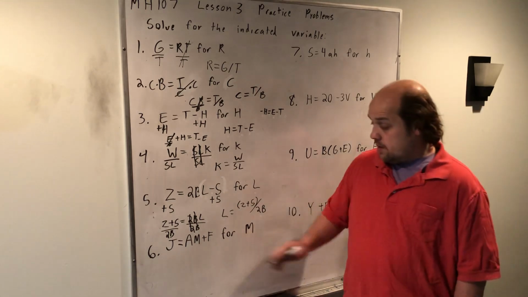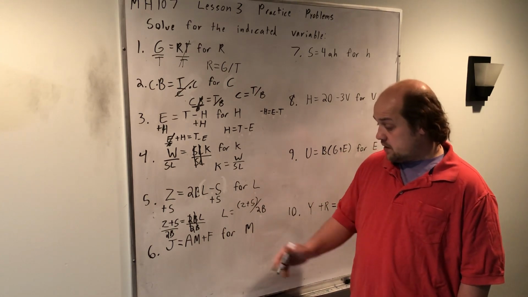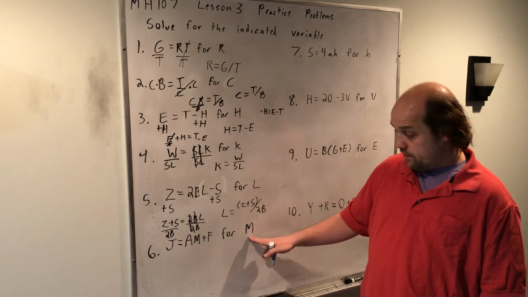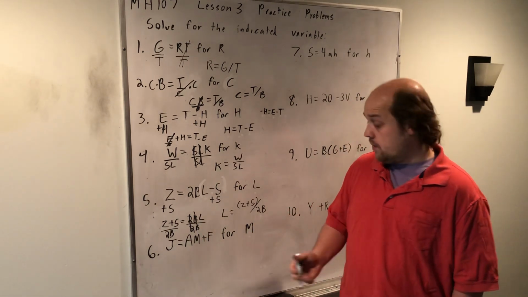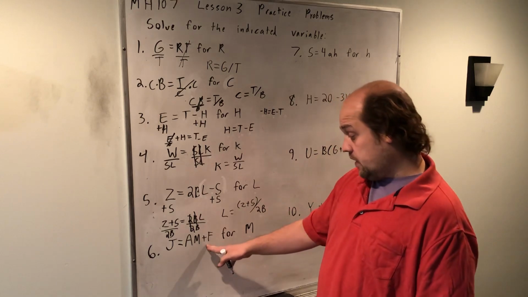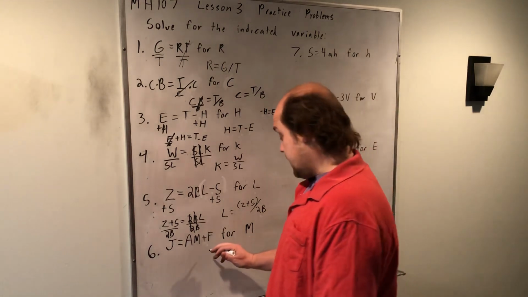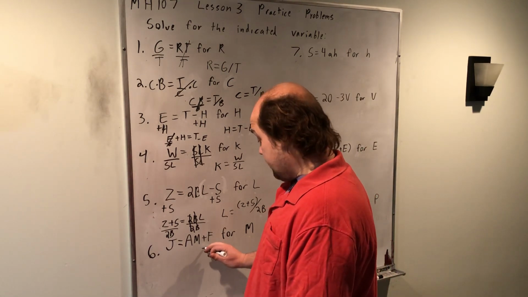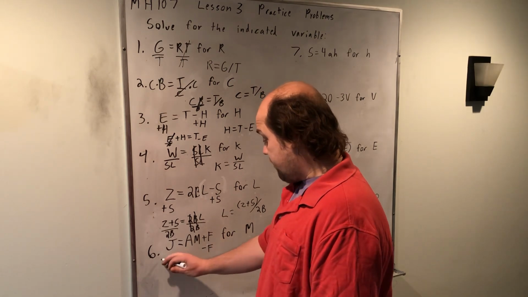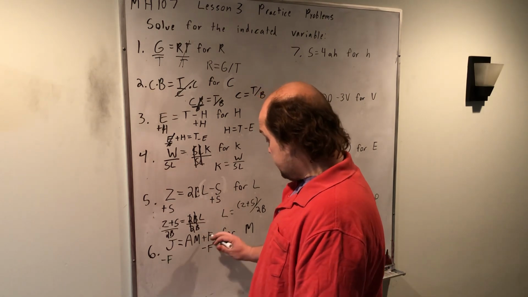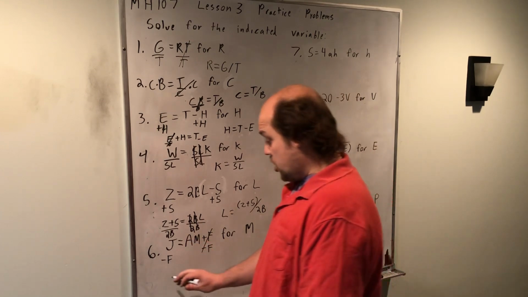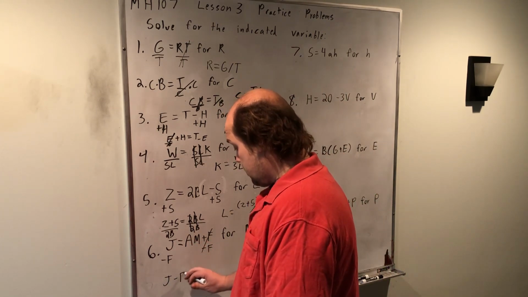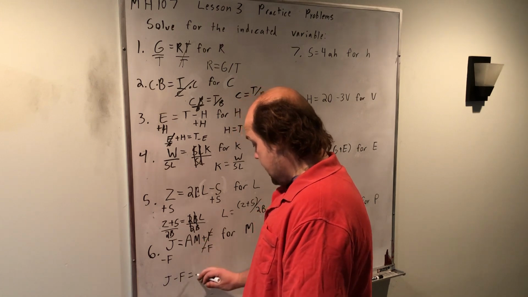In problem 6, I'm asked to find m by itself within the equation j equals am plus f. The way I'm going to do it is I'm first going to move the addition or subtraction that's happening outside of the m. So positive f, I'm going to move by subtracting f from each side. This plus f and minus f will undo each other. On this side, I have j minus f equals am.